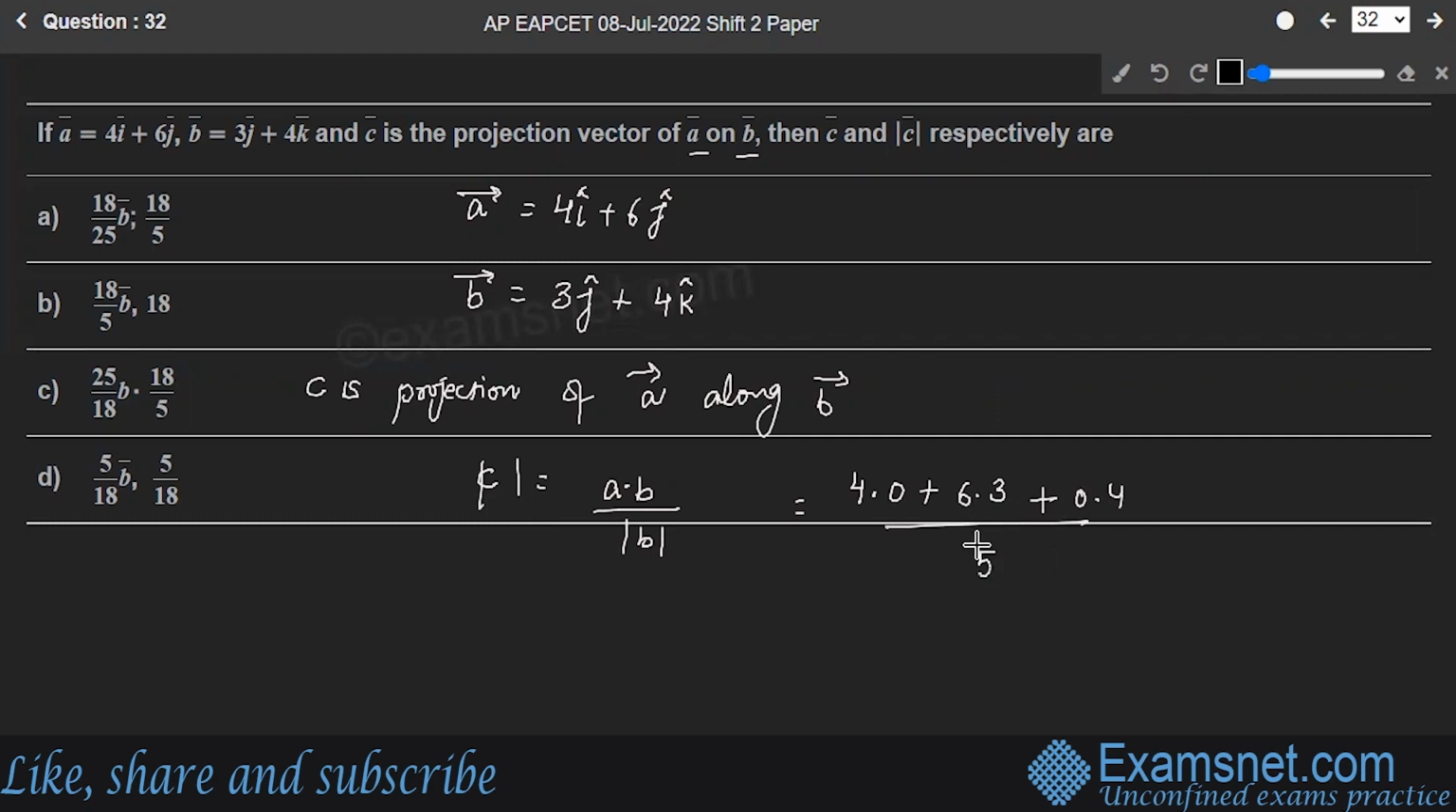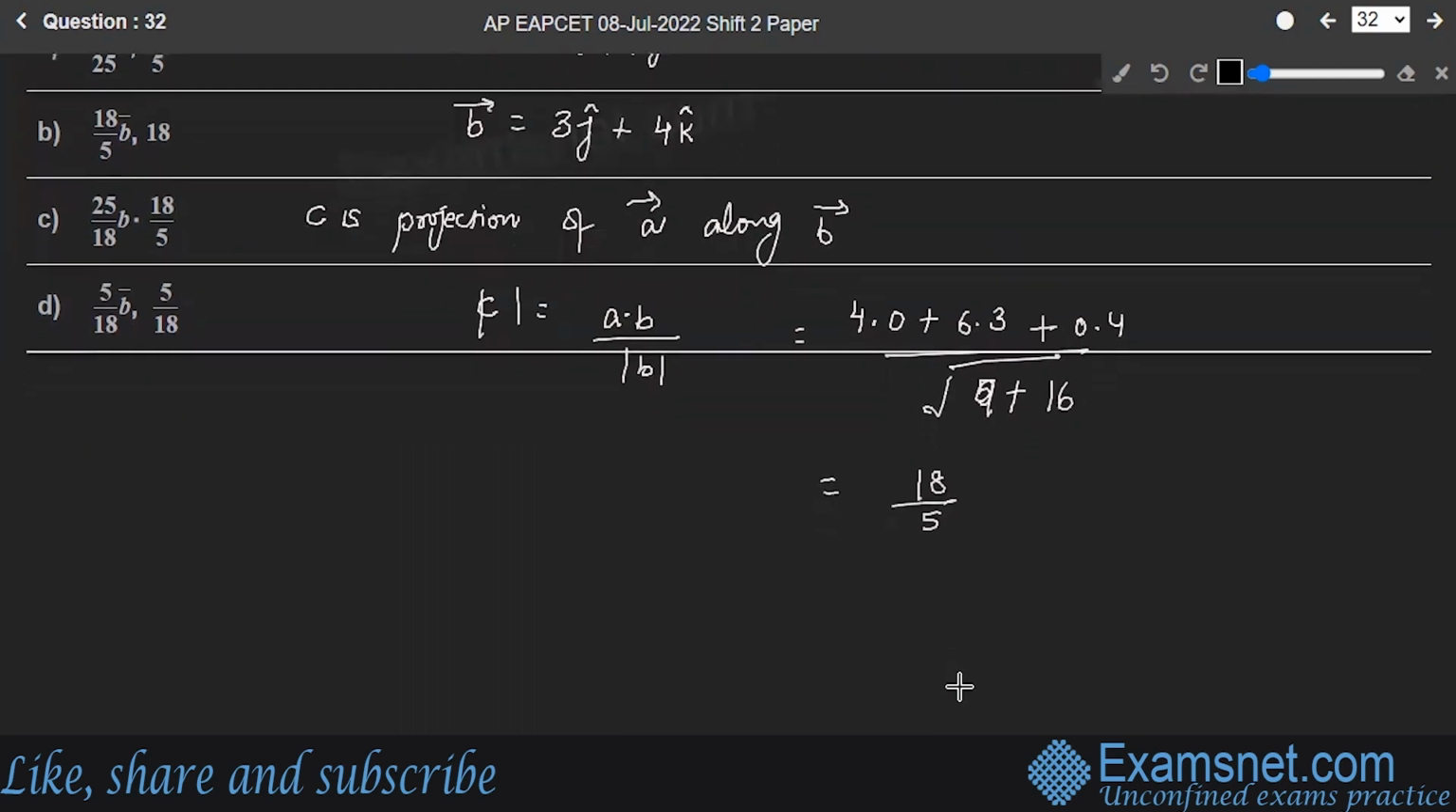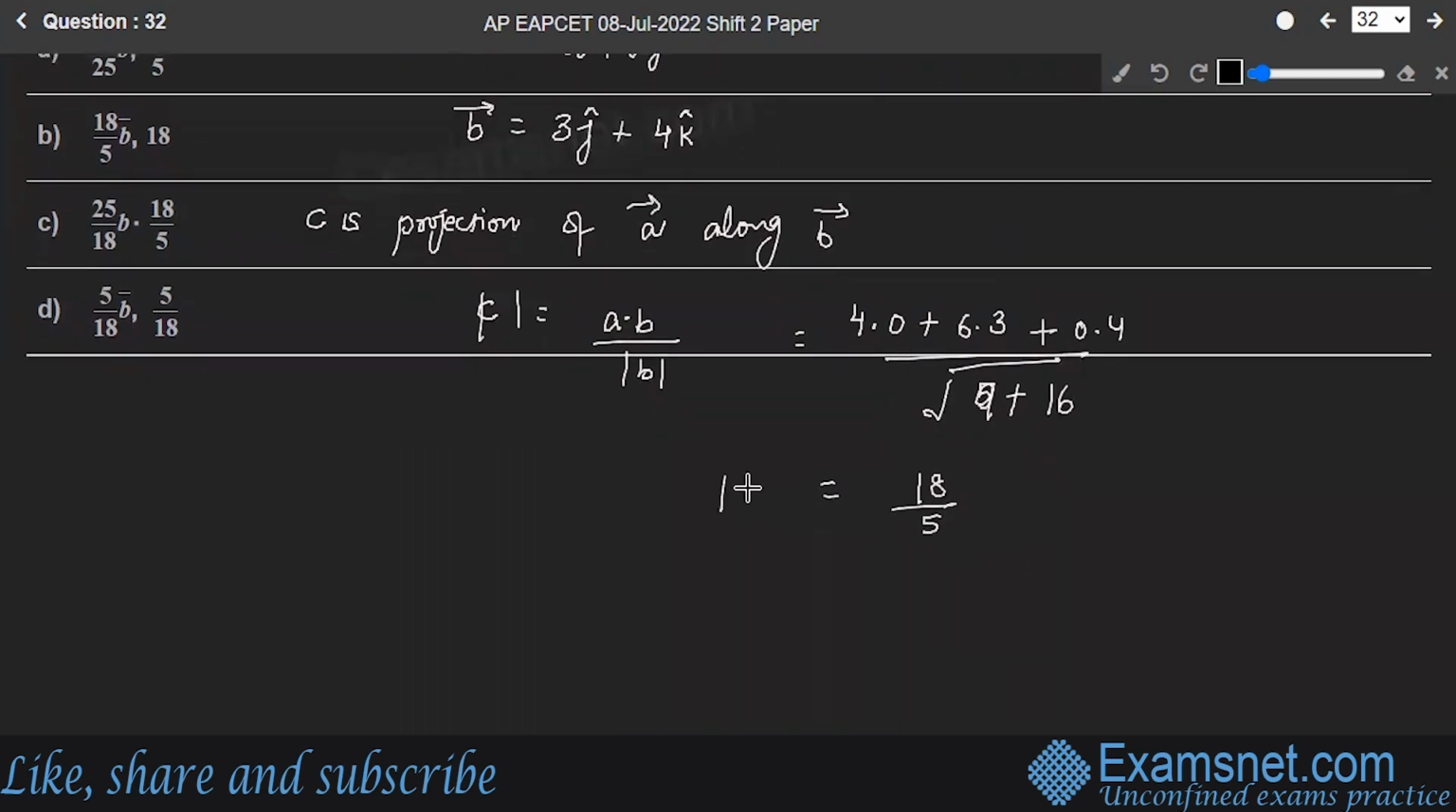So this whole is divided by root of B, that is 3 square is 9 and 4 square is 16, so this will be given by 18 upon 5. This is the projection of A along B. That is, this is equal to the mod of C. Correct? One thing. Now you have to find out C vector as well.